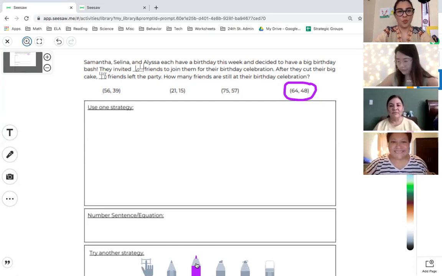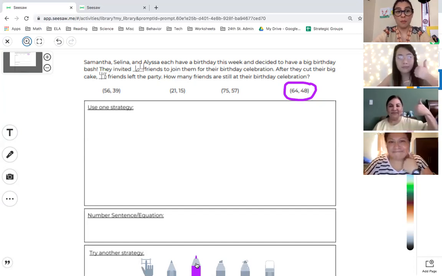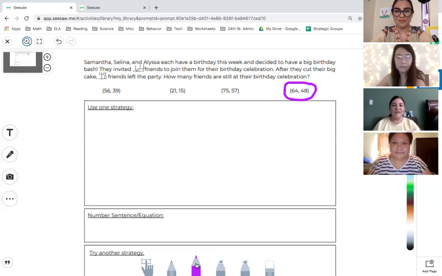Okay, so what does that number 64 represent? So friends, remember, pause the video if you need more think time, and teachers, I see that you are ready. Ms. Hernandez, what does 64 represent in this story problem? So 64 is the number of friends that were invited to the big birthday party. Wow, that's a lot of friends. I'm so glad that you guys know that many people. I don't think I know that many people. Well, maybe. You all.